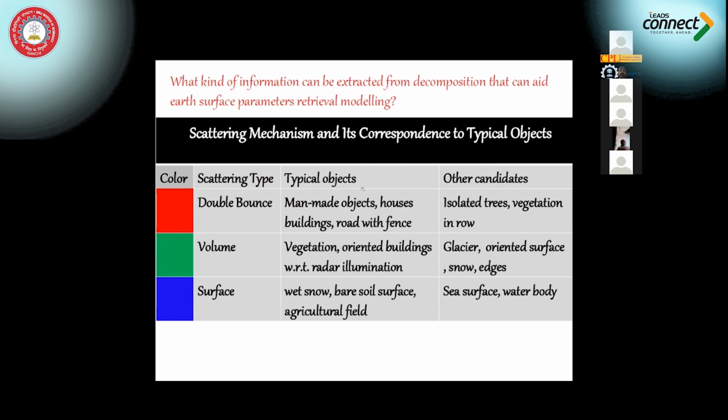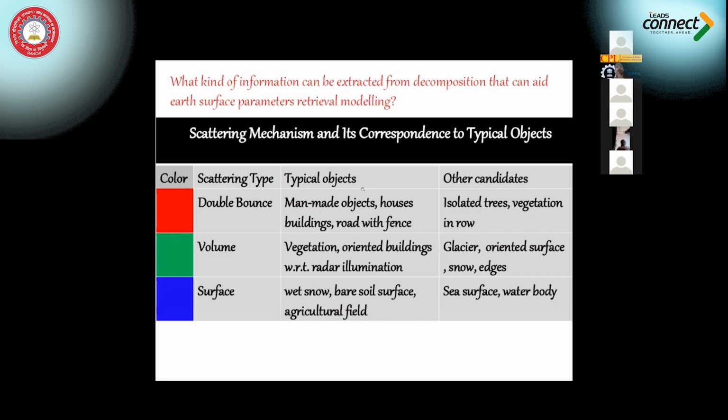Suppose we have mainly three scattering types. Take the double bounce, volume, and surface. As I told you, double bounce scattering can be dominant over urban areas. Suppose you have a street-wall interface. It can also occur with bridges, fences, and roads.